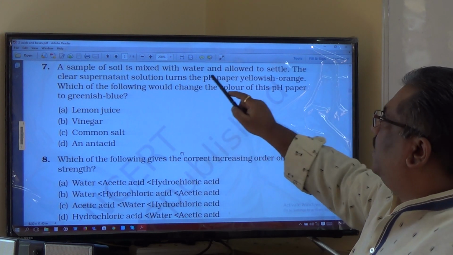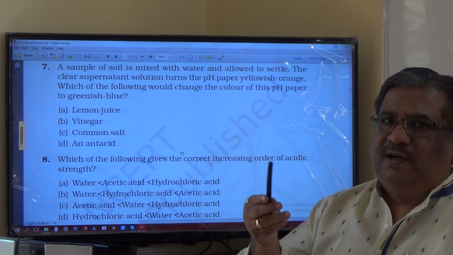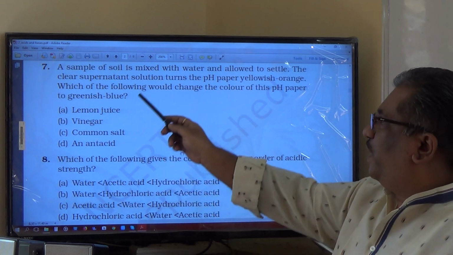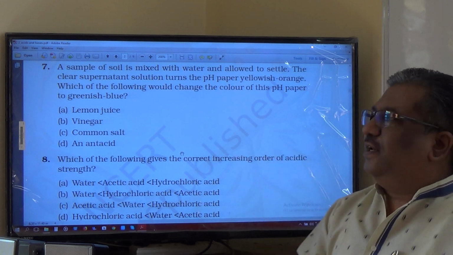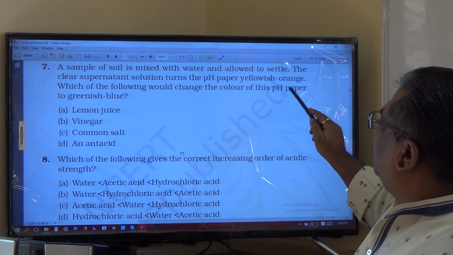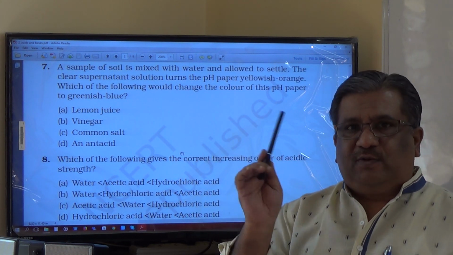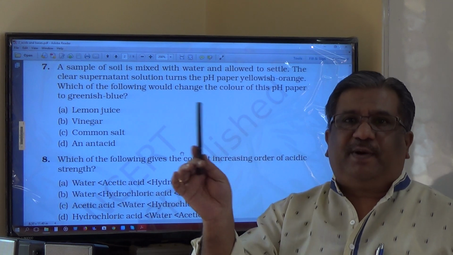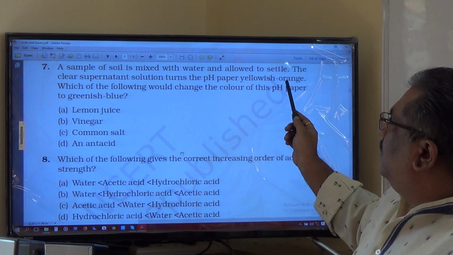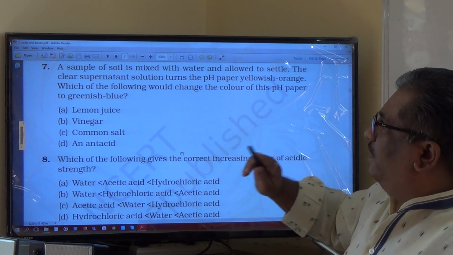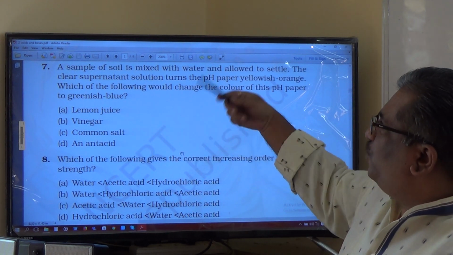A sample of soil is mixed with water and allowed to settle down. The clear supernatant solution, meaning after settling whatever solution remains, is called the supernatant solution, and it turns the pH paper yellowish to orange. Yellowish to orange means it is acidic in nature. Which of the following would change the color of this pH paper to greenish blue? Greenish blue means it is the neutral range. In the pH paper diagram in your book, you can find the different colors. Yellowish orange means the soil is acidic in nature, and it should be brought to greenish blue. So which of the following will change that?